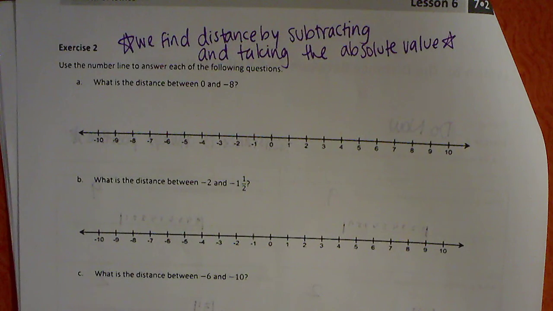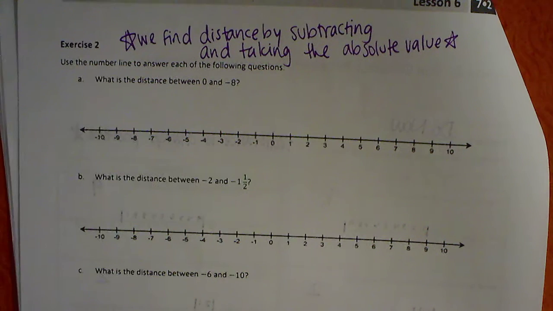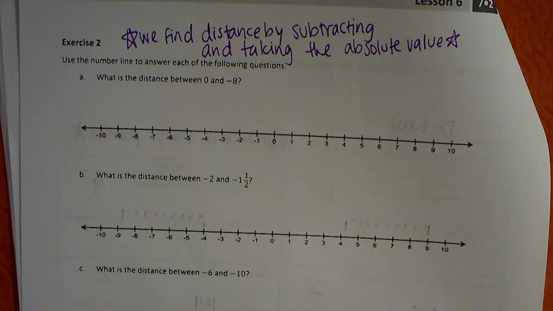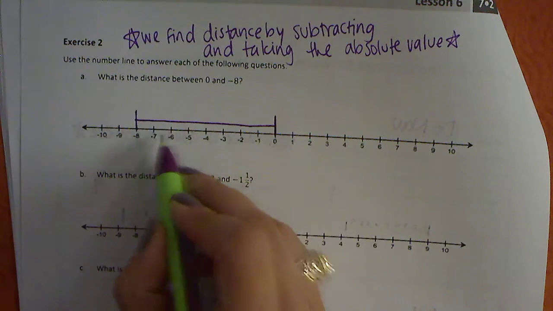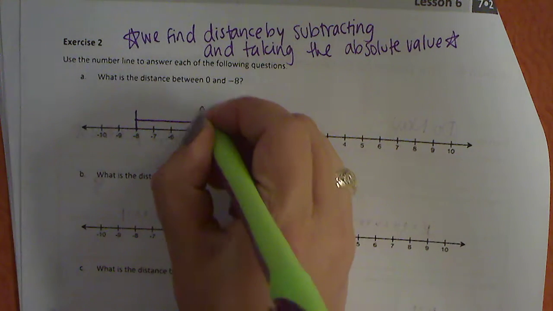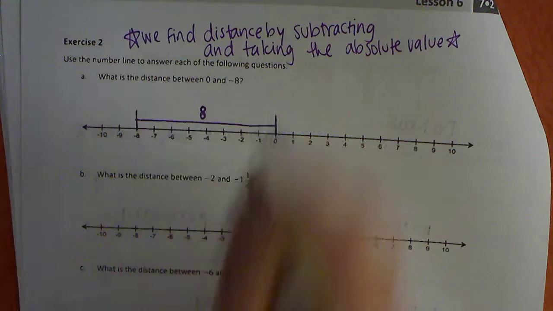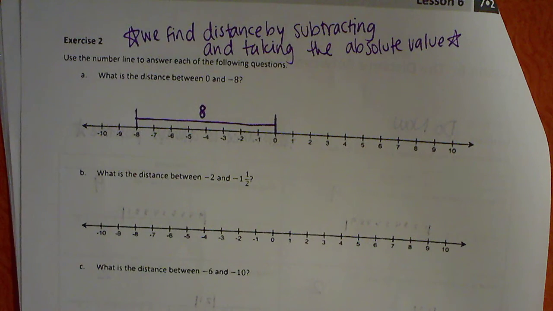So for part A, it asks us what the distance is between 0 and negative 8. So we're going to first show it on the number line. Then we're going to find the distance by subtracting and taking the absolute value. So draw your picture on your number line. The distance between 0 and negative 8 is 8 units.